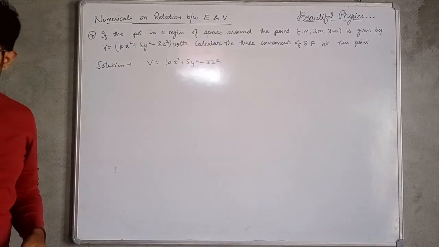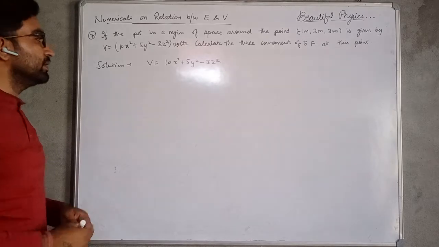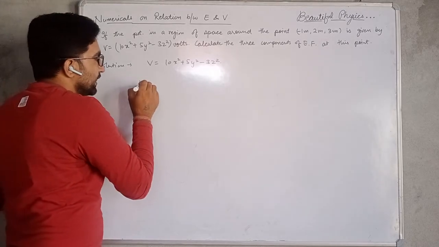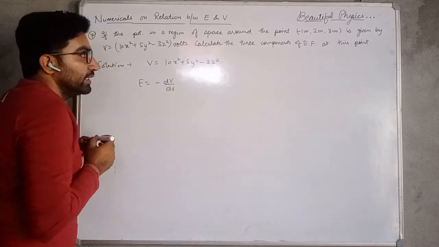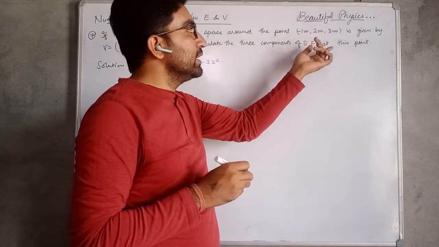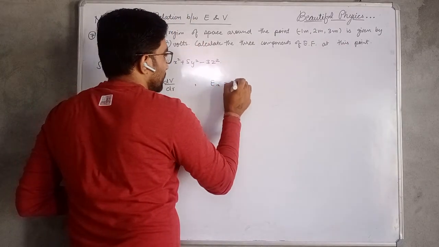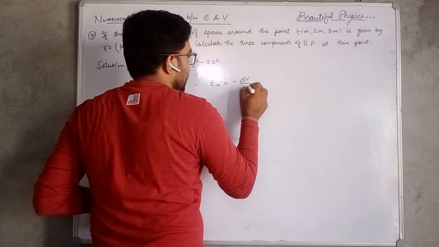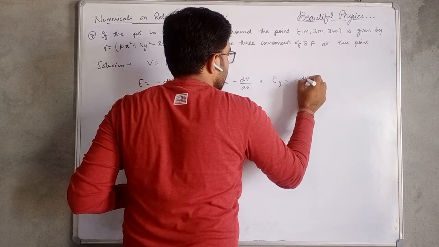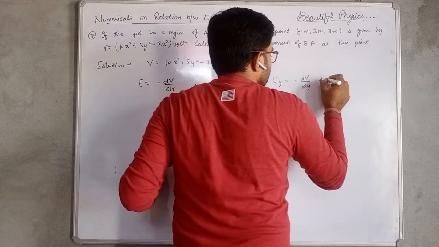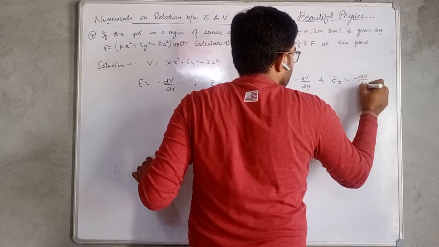इलेक्ट्रिक फील्ड के तीनों कंपोनेंट्स की हमें वैल्यू फाइंड आउट करनी है इस पॉइंट के ऊपर. पोटेंशियल हमें गिवन है, हमें पता है कि E इज इक्वल्स टू माइनस dV बाय dr. But here we have to find out the x component, y component and z component. So Ex will be equal to minus dV by dx, and Ey will be equal to minus dV by dy, and Ez will be equal to minus dV by dz.